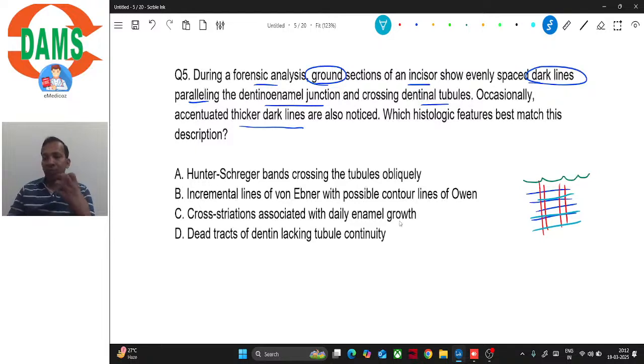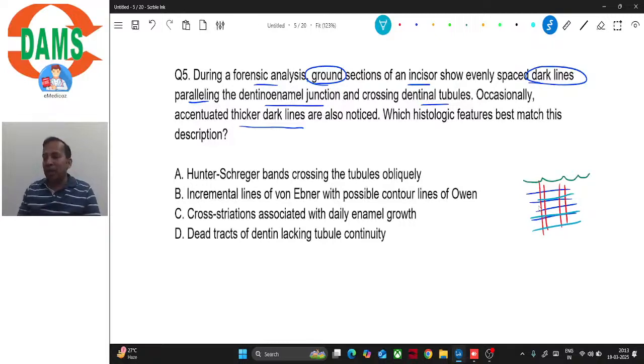Now, when you read the question, you would realize that it is talking about dark lines with some accentuated lines, isn't it? These accentuated lines are not a regular occurrence. These are irregular occurrences, or chance occurrences. So obviously, it is talking about regular lines and some irregular lines.